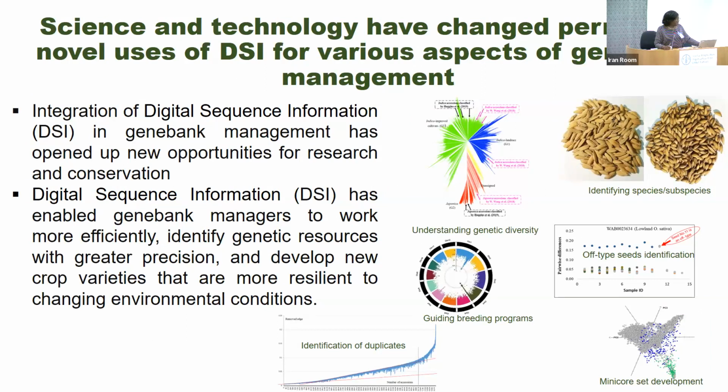With the integration of digital sequence information in gene bank management, we have opened a new opportunity for conservation, for research, and for sustainable use of plant genetic resources, because it has enabled the gene bank manager to work more efficiently and to identify genetic resources with greater precision, and it helps breeders develop new crop varieties that are more resilient to changing environmental conditions.